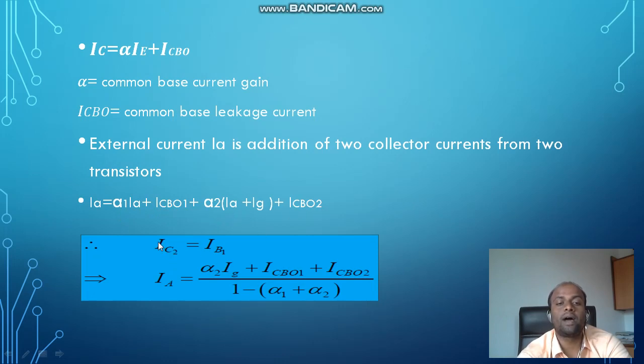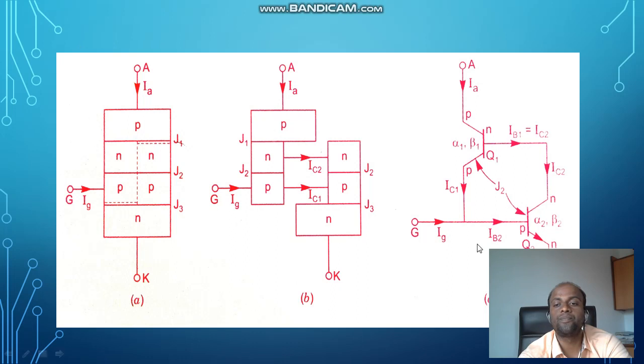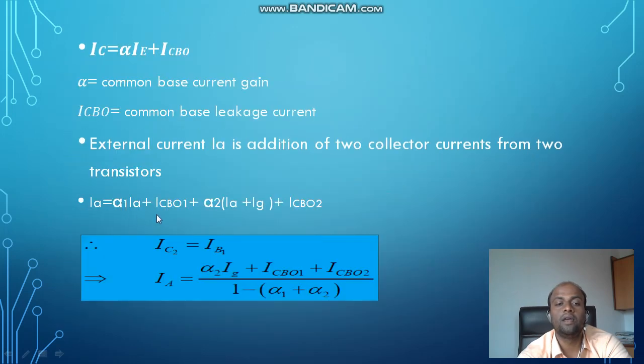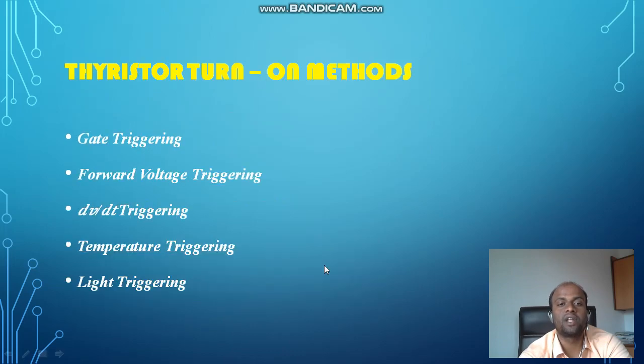Now IC2 is nothing but IB1. See here, the collector current of the second transistor is nothing but the base current of the first transistor, where IC2 equal to IB1. Hence, I can write the equation for IA as alpha 2 IG plus ICBO1 plus ICBO2 divided by 1 minus alpha 1 plus alpha 2. This is how we have modified the equation by using a two transistor analogy.